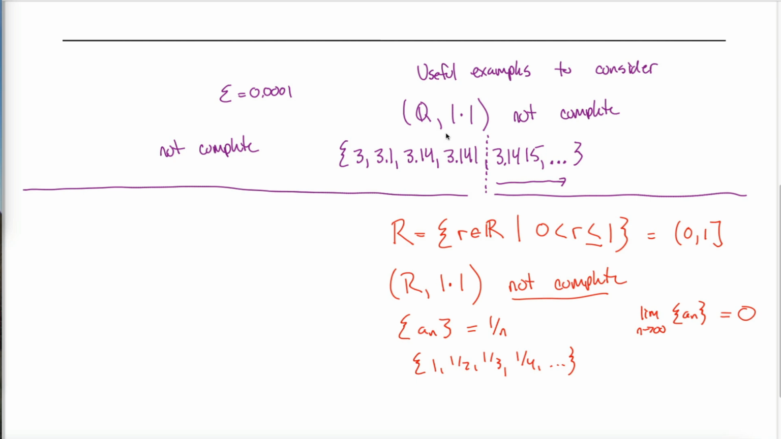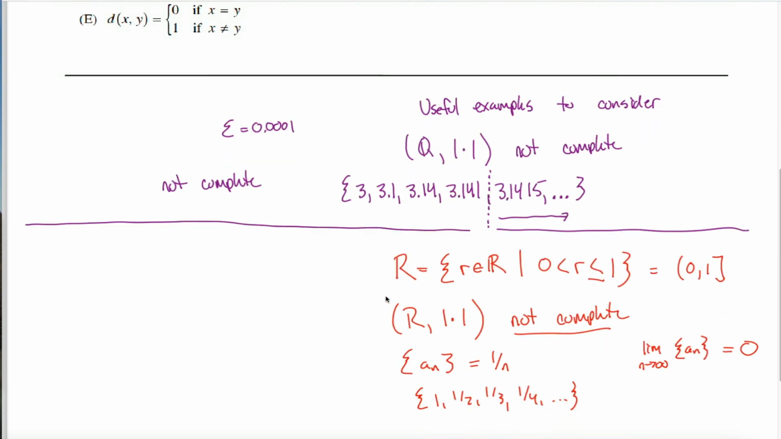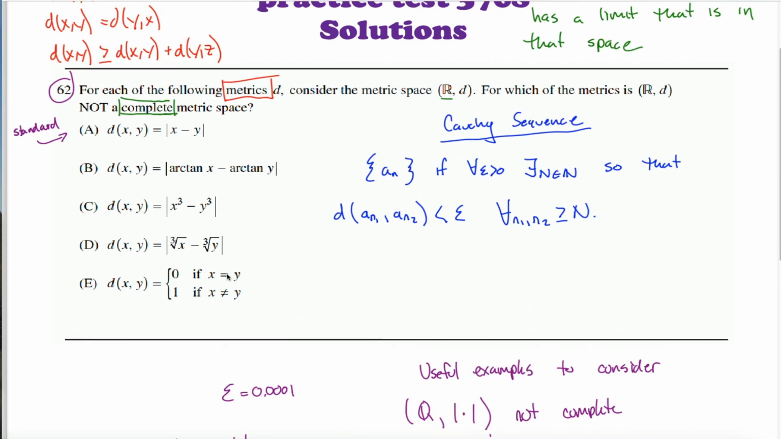So far, all I've done is change the space that we're talking about, but use the normal notion of distance. In this problem, the space that we're talking about is going to stay fixed. It's always going to be the real numbers. What we're changing is the notion of distance. So the question is, for which of these notions of distance can we define a Cauchy sequence that does not converge to a point in the reals?